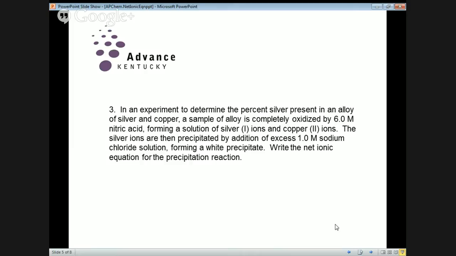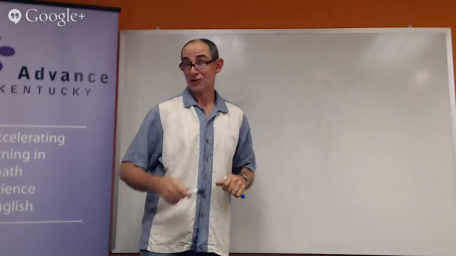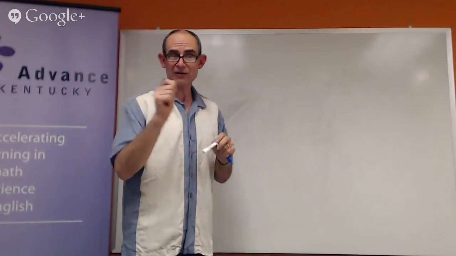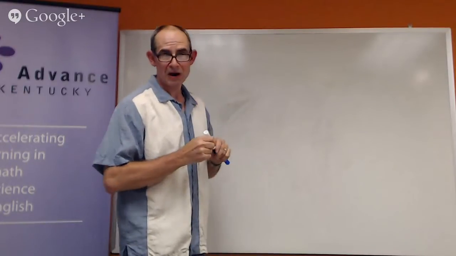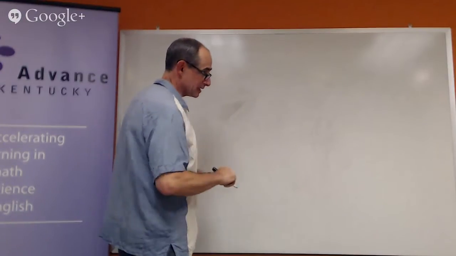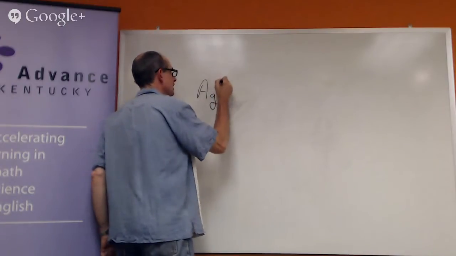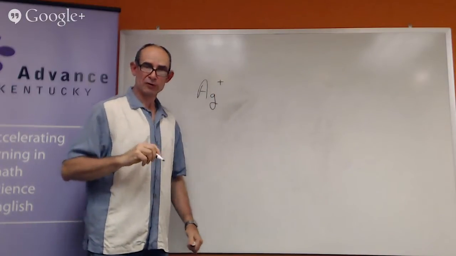But in terms of this part of the problem, we want to write the net ionic equation for the precipitation reaction. So let's see what we would do here. Let's go back to the whiteboard. The reactants here are silver 1 ions, even though you're not told, and you may not even know, what the counter ion is. When we oxidize silver with nitric acid, we get silver nitrate, but the silver 1 ion is the species that will form the precipitate.